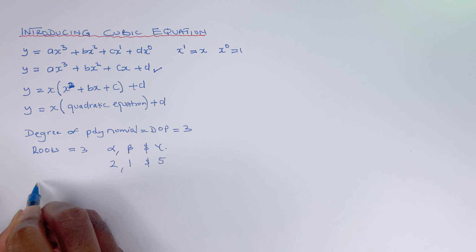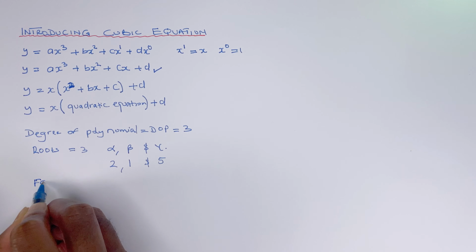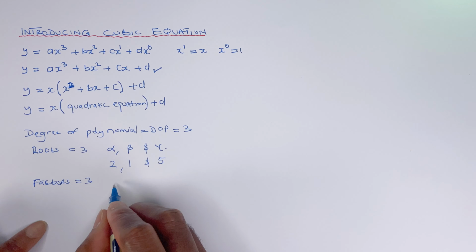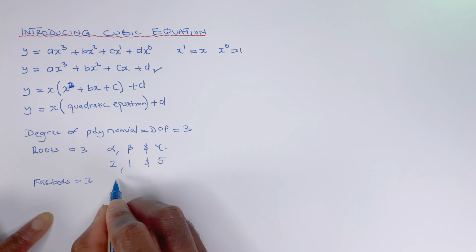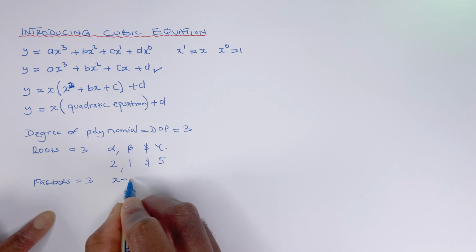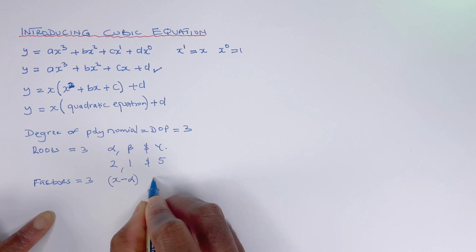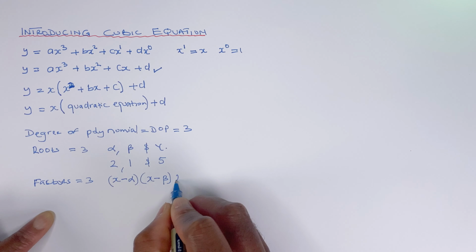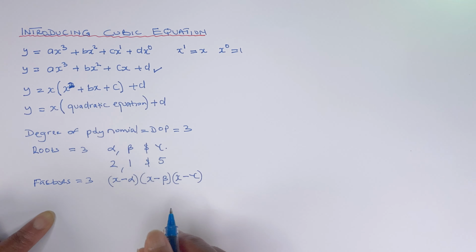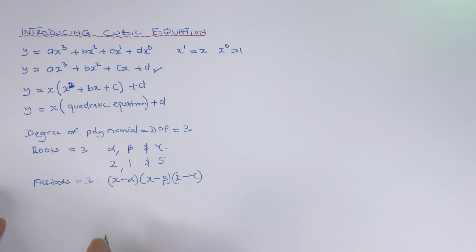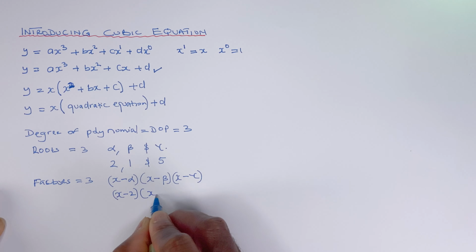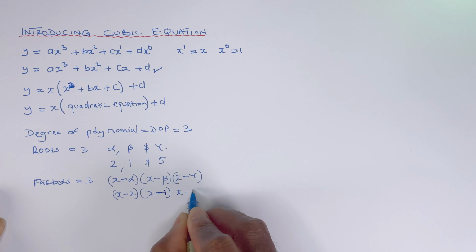It means it will have 3 factors. The factors will be x minus alpha, x minus beta, and x minus gamma. That's 3 factors. An example would be x minus 2, x minus 1, and x minus 5.